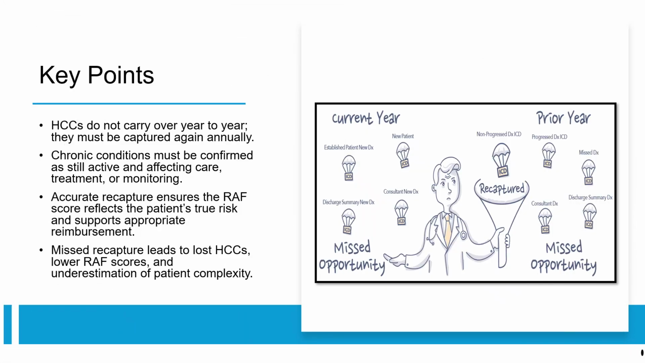Here are a few key points. HCCs do not carry over year to year. They must be captured again annually. Chronic conditions must be confirmed as still active and affecting care, treatment, or monitoring. Accurate recapture ensures the RAF score reflects the patient's true risk and supports appropriate reimbursement. Missed recapture leads to loss of HCCs, a lower RAF score, and underestimation of patient complexity.